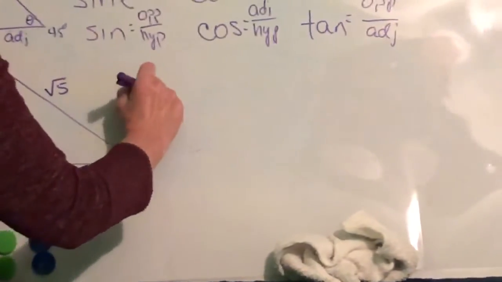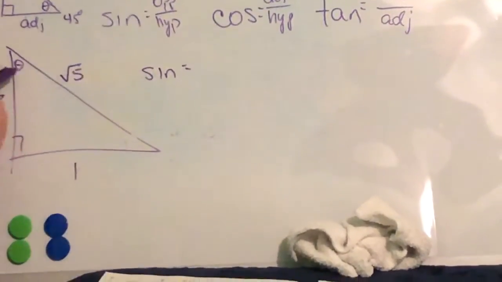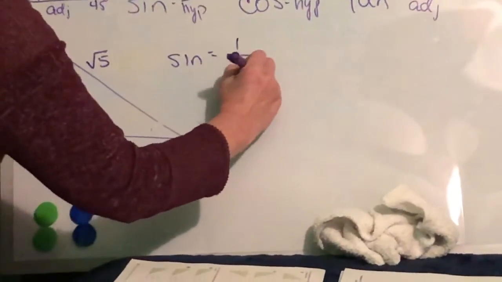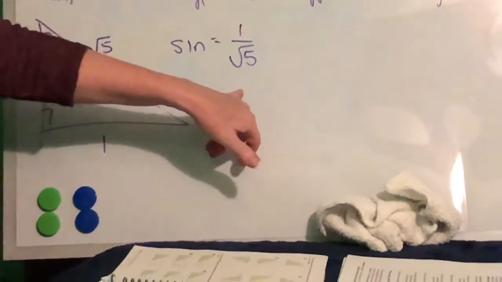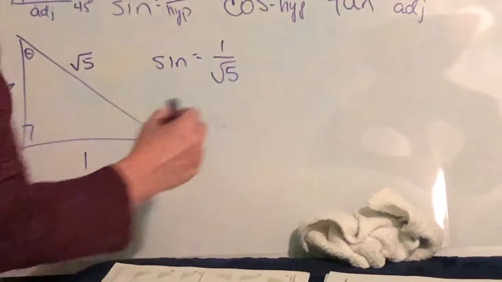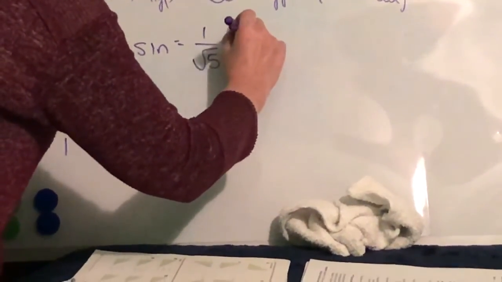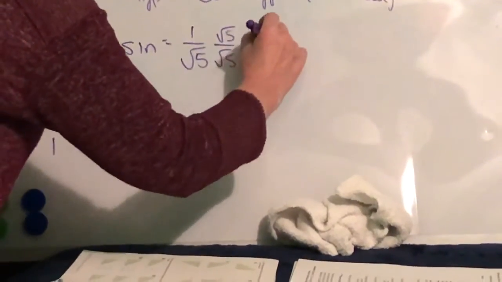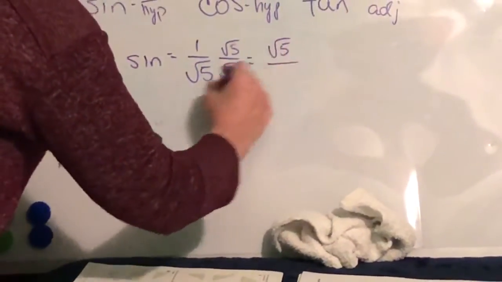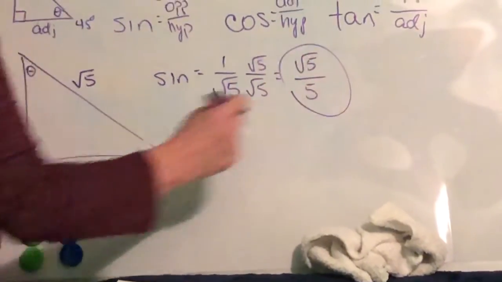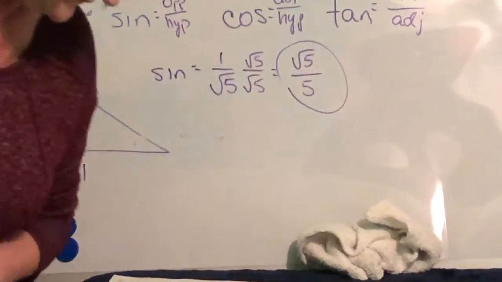So for the sine, I'm going to have the opposite, which is 1, over the hypotenuse, which is the square root of 5. Now this is not a reduced radical, so we have to be careful. Remember, here we have to multiply by 1. We're applying the identity property and continue reducing to square root of 5 over 5. So make sure you always reduce when necessary.